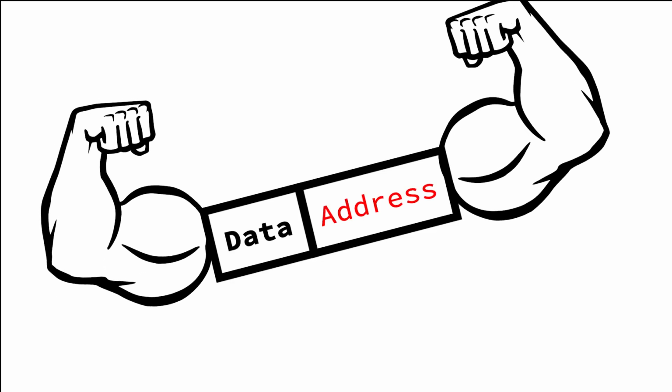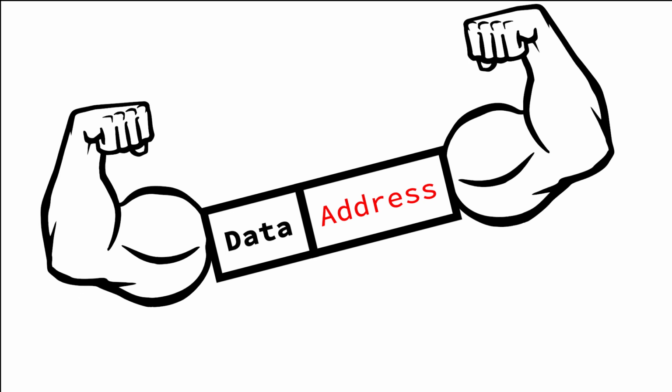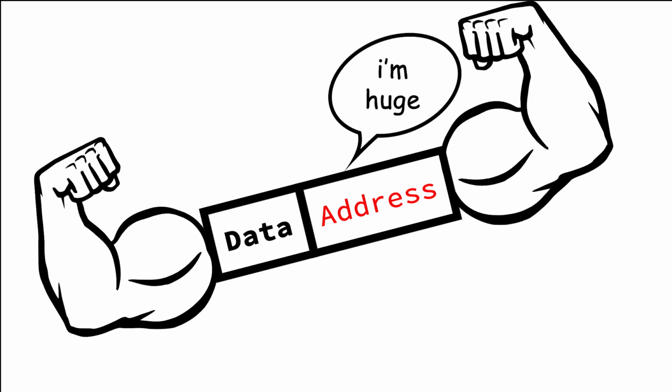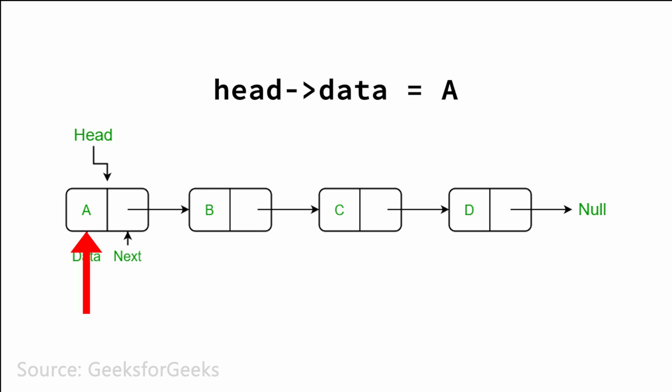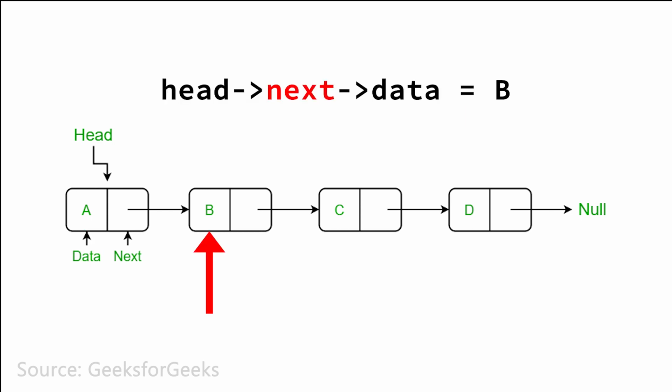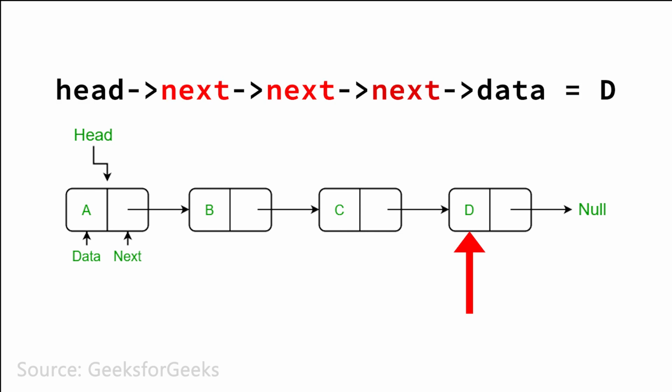For example, linked lists take up more total space of memory since each node has to store both its data as well as an address. Nodes also cannot be accessed directly, which means that in order to access a specific element, you must start at the beginning and check each node until you find the one you want.